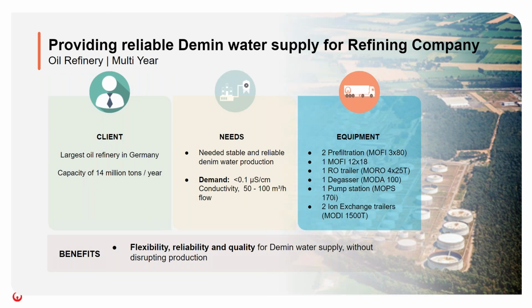This is a good example of a multi-year project for a very large refinery in Germany. In this case, we provided a complete system providing over 400 gallons a minute of high purity water for a high pressure boiler. With our raw water river feed supply, this package was a complete operating system, including the required pre-filtration, primary RO for TDS reduction, and ion exchange, DI ion exchange polishing trailers.